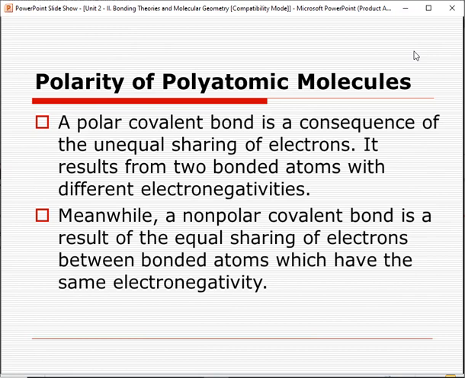A polar covalent bond is a consequence of the unequal sharing of electrons. It results from two bonded atoms with different electronegativities. Meanwhile, a nonpolar covalent bond is a result of the equal sharing of electrons between bonded atoms which have the same electronegativity. So as what we have discussed sa part 1, those are the polarity of covalent bond. But now, this is the polarity of molecules.